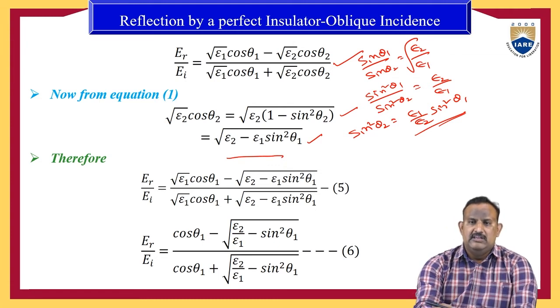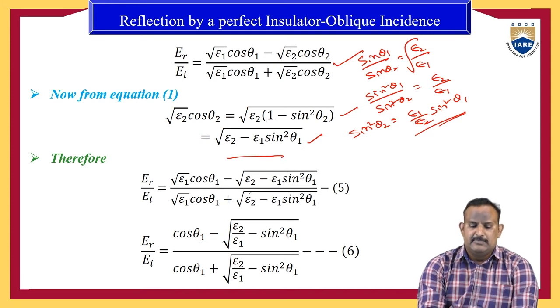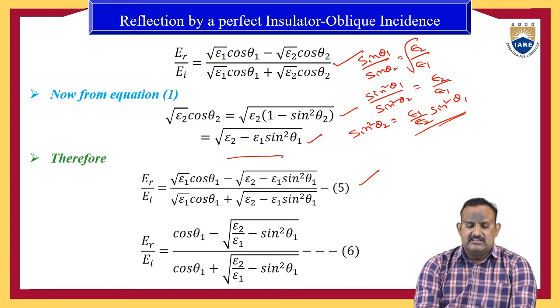Then we need to substitute in the equation. It is ER by EI is equal to root epsilon 1 cos theta 1 minus root of epsilon 2 minus epsilon 1 sine square theta 1 by root epsilon 1 cos theta 1 plus root of epsilon 2 minus epsilon 1 sine square theta 1. Here again we can further simplify the equation.